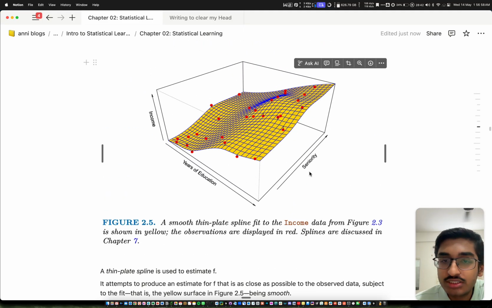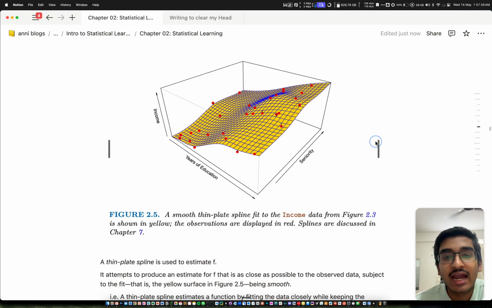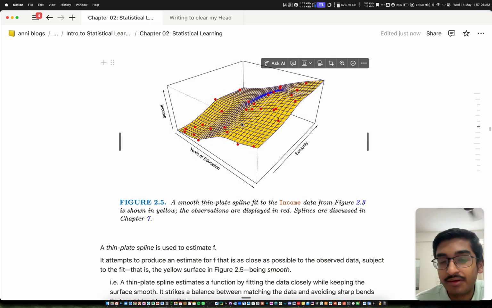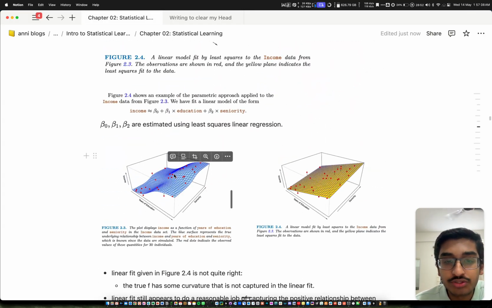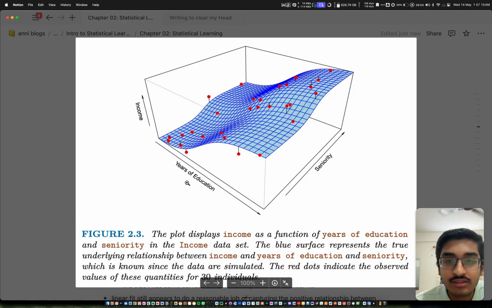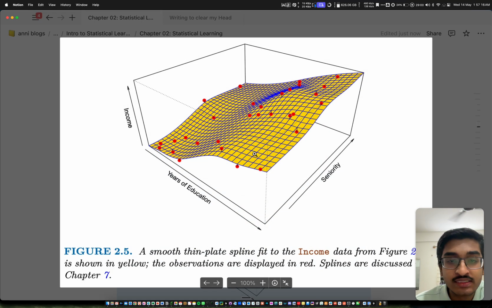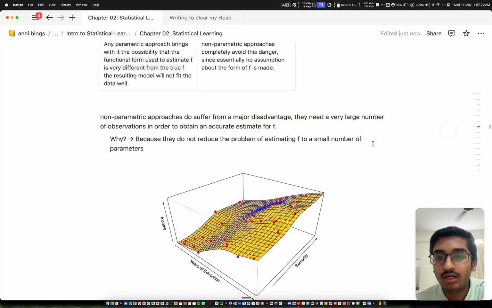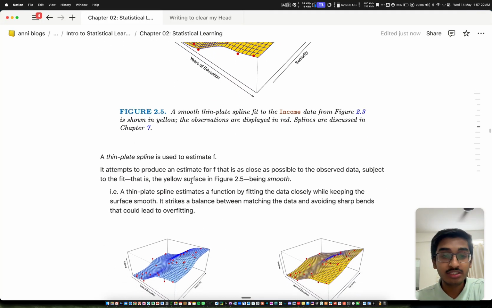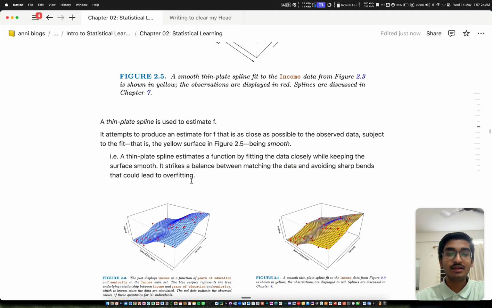So this is essentially a thin plate spline fit to the income data from earlier, and it does a very, very good job, I'd say, of effectively modeling the ground truth, which was this blue function, right? So this is the blue one. Save this image in your head, take a screenshot or something, and this is the thin plate spline, just a remarkable job.